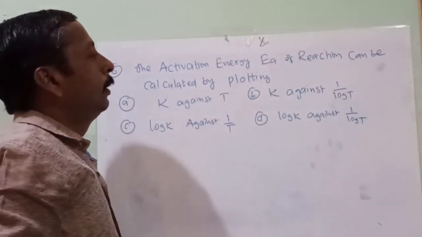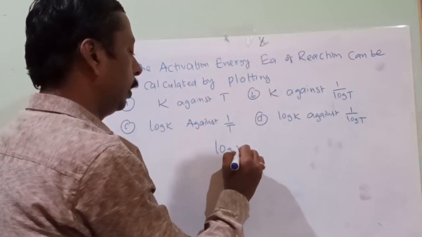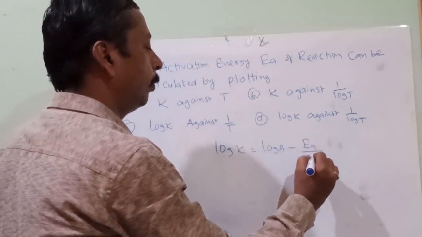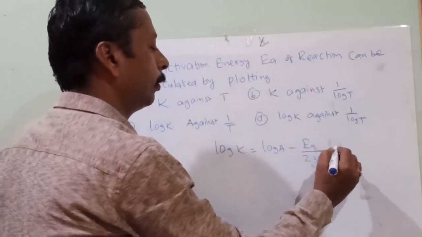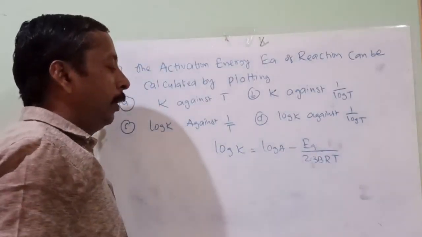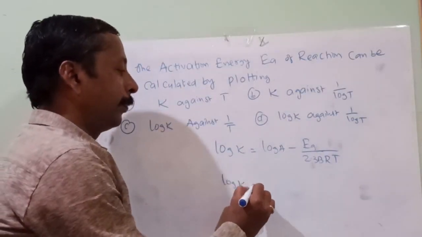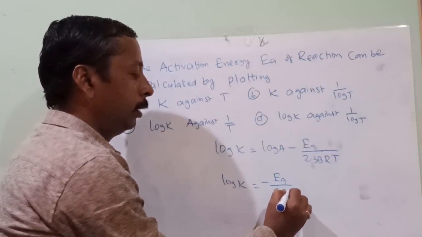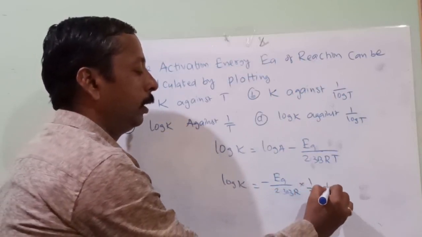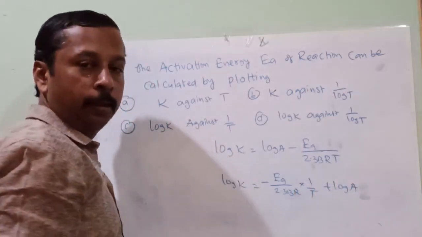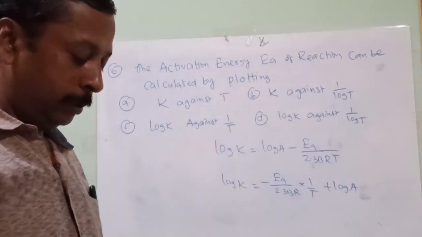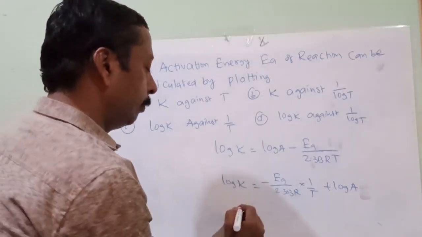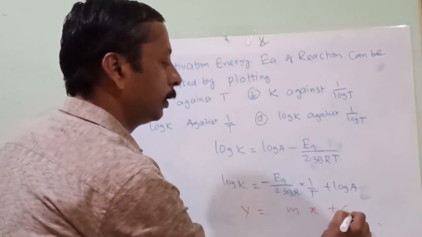Now activation energy. We already know that log K is equal to log A minus EA upon 2.303 RT. But I have to make some modification. Log K is equal to minus EA upon 2.303 R into 1 by T, plus log A. Can you visualize it in some way? If not, I will make you see. You should compare this with y equals mx plus c.